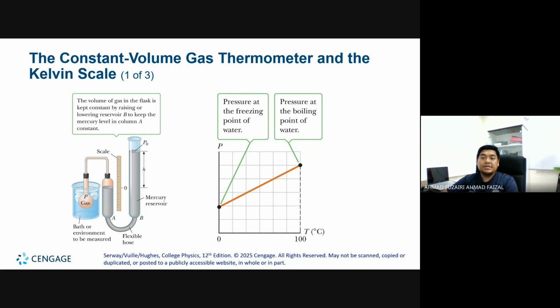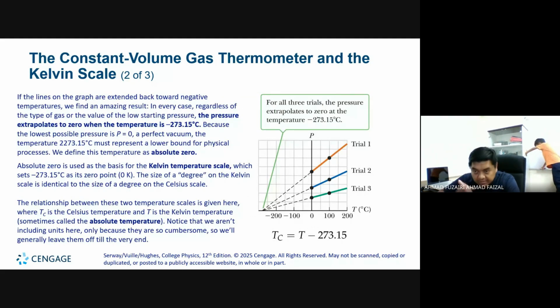The thermometer we just discussed can measure temperature, but it doesn't define temperature in a fundamental way. One type of thermometer is more fundamental and gives us a way to define temperature and relate it directly to the internal energy. This one is very important: the constant volume gas thermometer and the Kelvin scale.